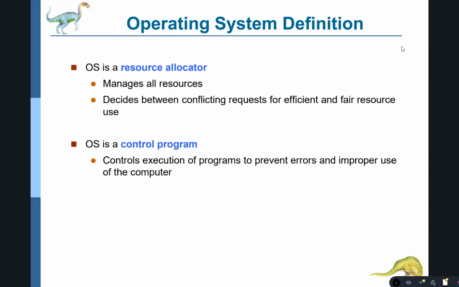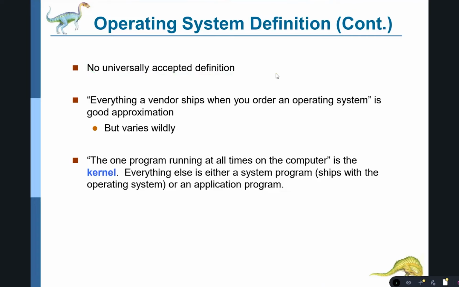We can also say that the operating system is a resource allocator. It allocates and manages all the resources, but it also is a control program that controls the user programs, to make sure that they're not causing any other problems or errors. Just like it says here, there's no universally accepted definition of operating systems, but basically what we explained is the general gist of operating systems.